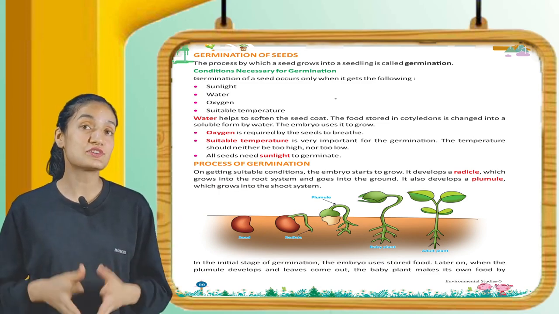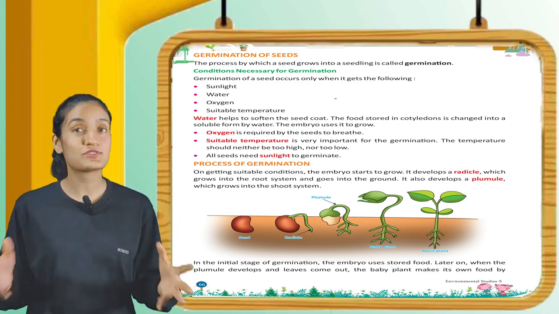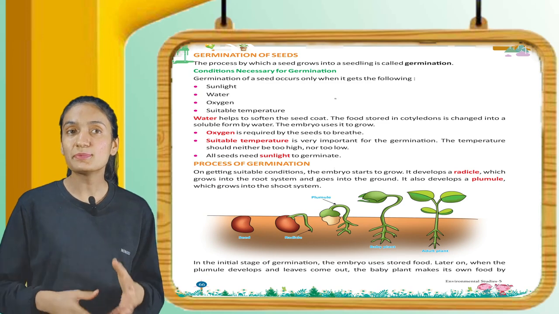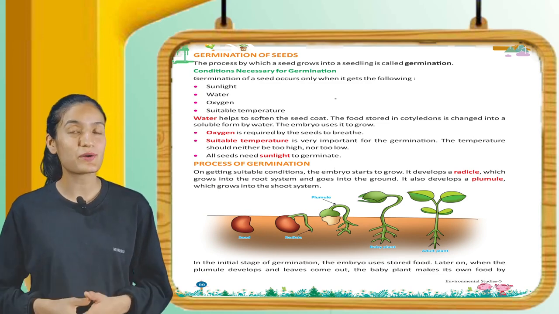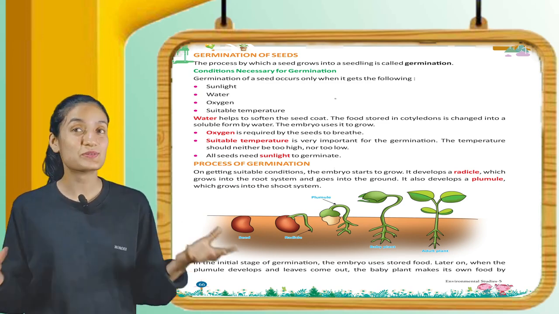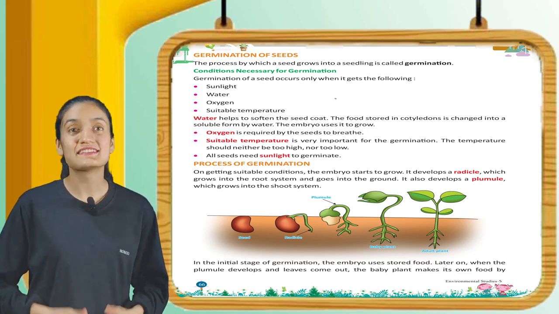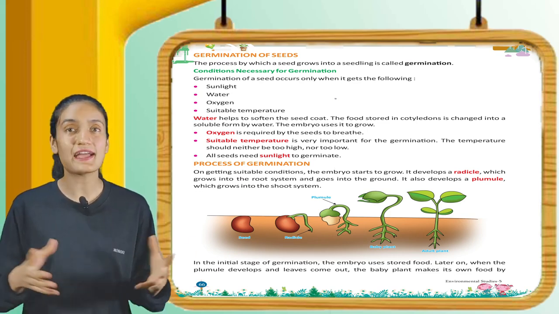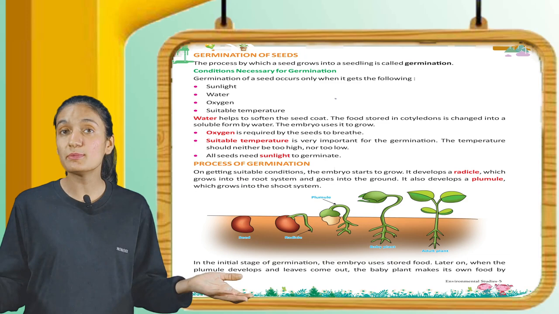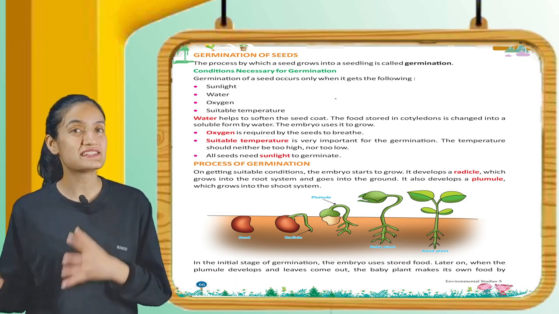In the initial stage of germination, the embryo uses stored food. Later on, when the plumule develops and leaves come out, the baby plant makes its own food by photosynthesis. The cotyledons shrivel up and die. Gradually, the baby plant grows into an adult plant.